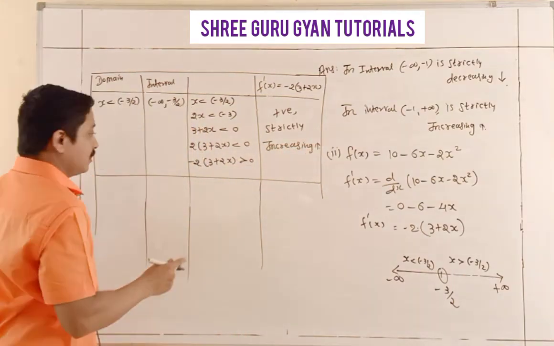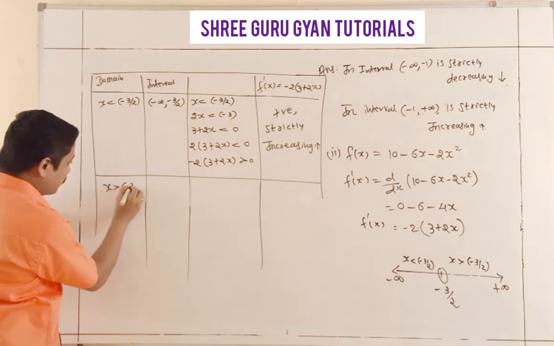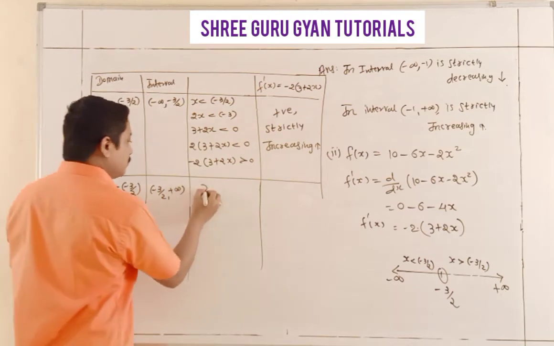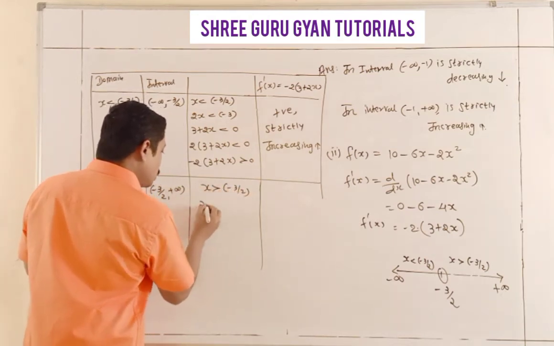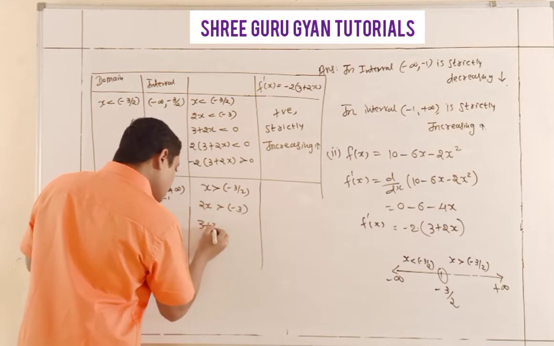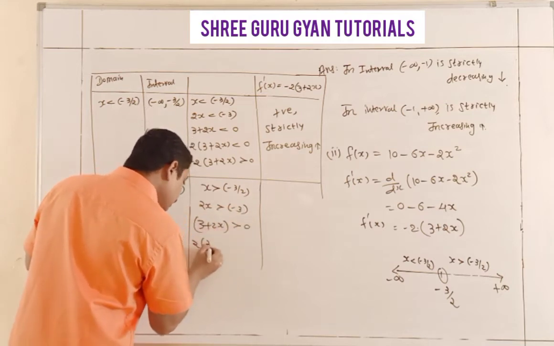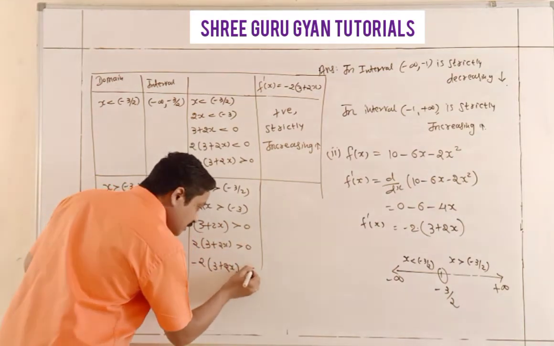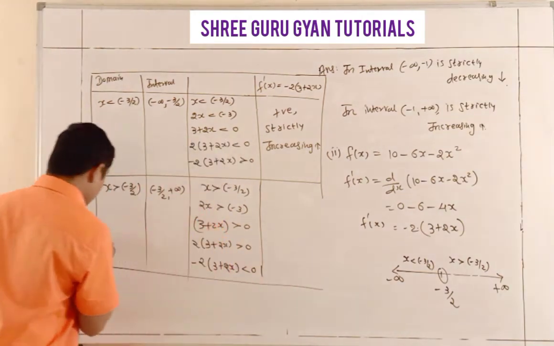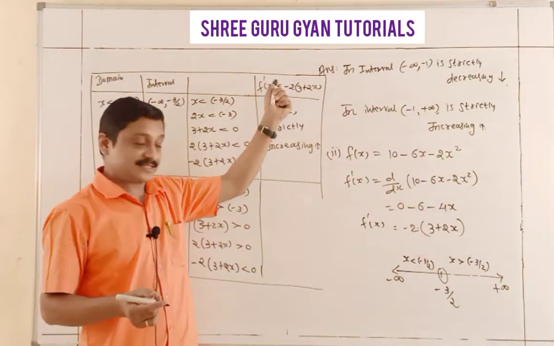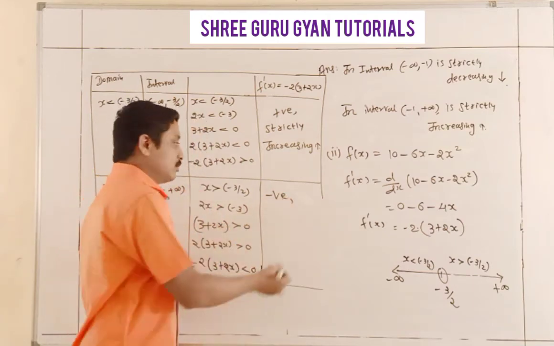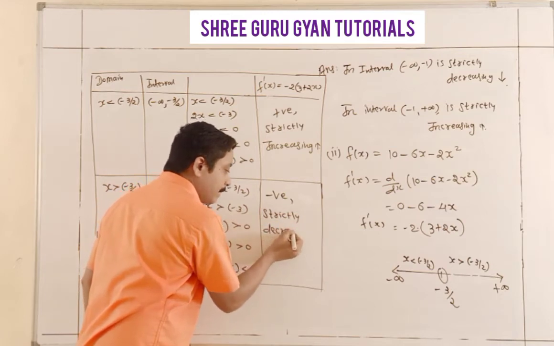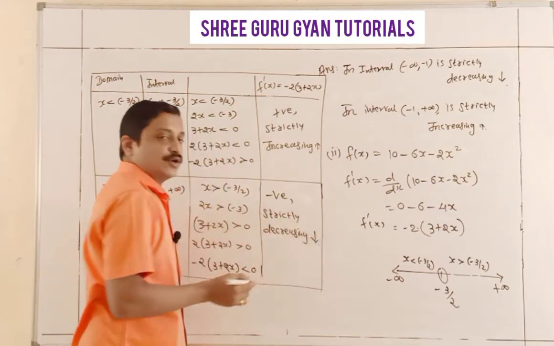Now the second interval, x more than -3/2. It means -3/2 to plus infinity. The condition is also the same: x more than -3/2, 2x more than -3, 3 plus 2x more than 0. If you multiply by a minus now, it is less than 0. So f'(x) is less than 0, negative. So my answer is, students, strictly decreasing. And that's your final answer done.